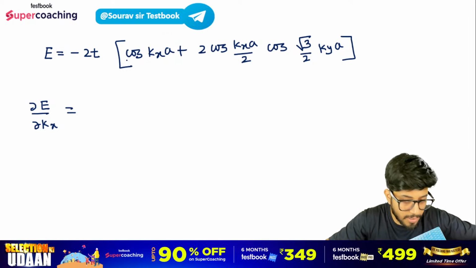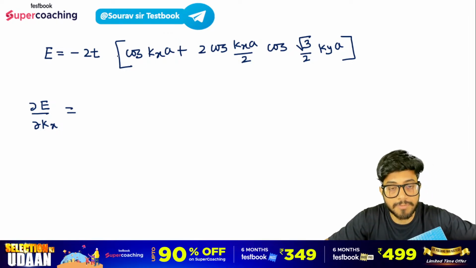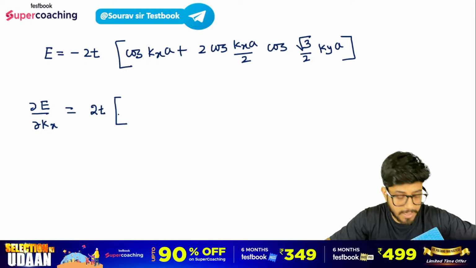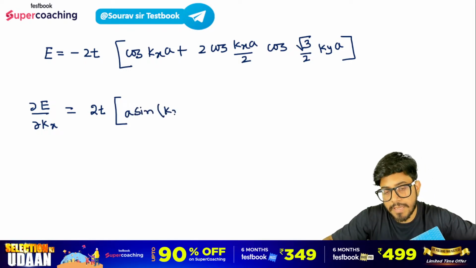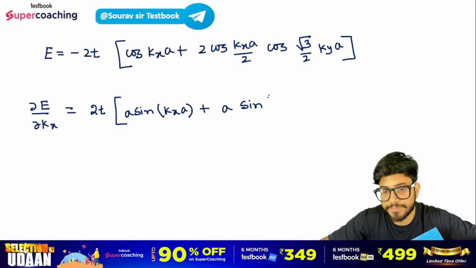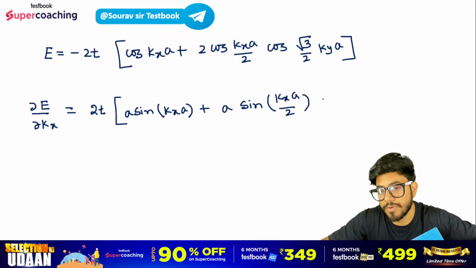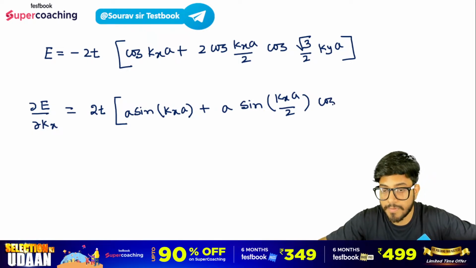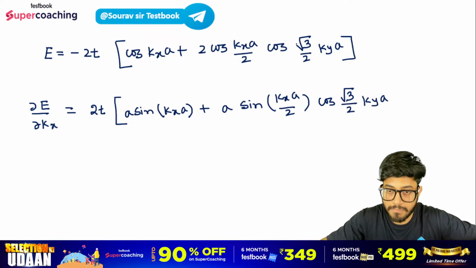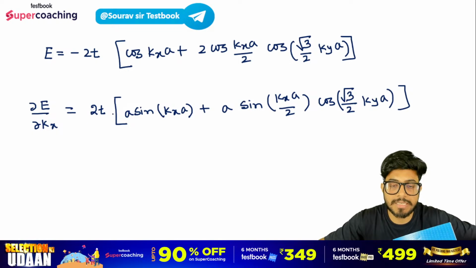From the first one, this is also cos, this is also cos, both of them will give you a minus sign. So this minus sign will cancel out. I can simply write 2t, a sine of kx a plus, this one will remain unchanged, this one will become 2 into a by 2, it simply becomes a sine of kx a by 2, and then cos of root 3 by 2 ky a. This whole thing should be in a bracket. It's quite a large term. So this is the first one.